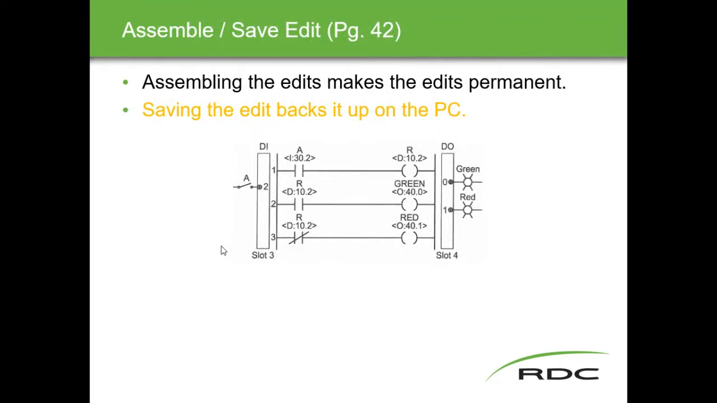Okay, and then finally, once we get to that step, we've accepted our edits, we've tested our edits. Now we're going to assemble the edits, and assembling makes those edits permanent. And then we save it, and it backs it up on the PLC or the PC, and then we're all doing our business.